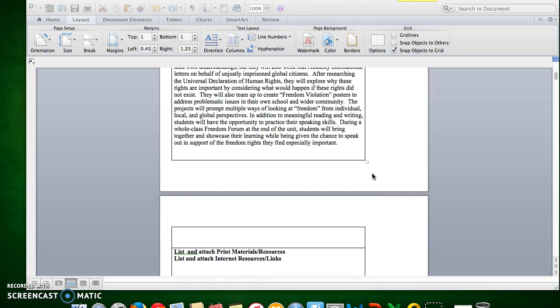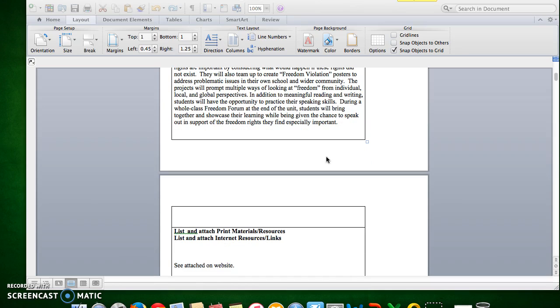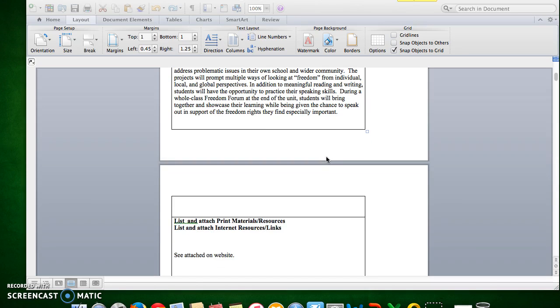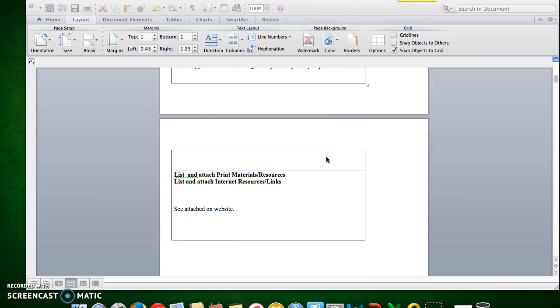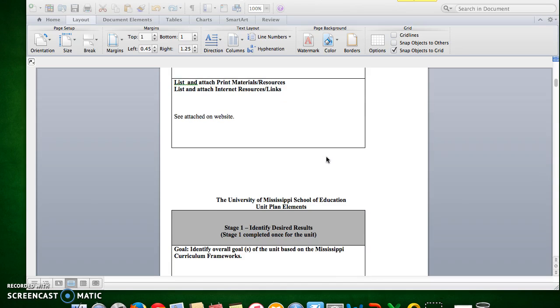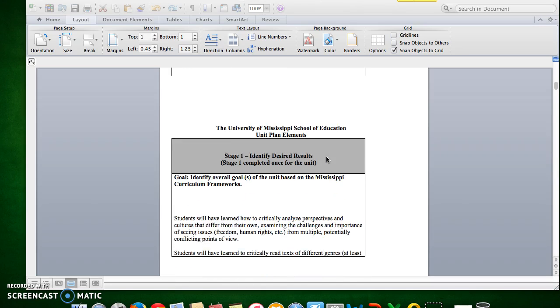And they will also team up to create freedom violation posters to address problematic issues in their own school and wider community. The project will prompt multiple ways of looking at freedom from individual, local, and global perspectives. In addition to meaningful reading and writing, students will have the opportunity to practice their speaking skills as well during a whole class freedom forum at the end of the unit. Students will come together to showcase their learning while being given the chance to speak out in support of the freedom rights they find especially important. And all of my materials are attached on my website.